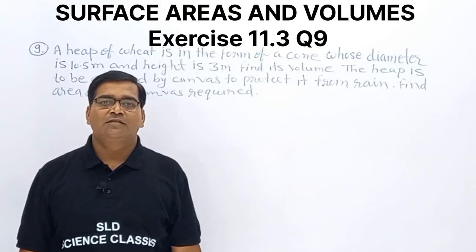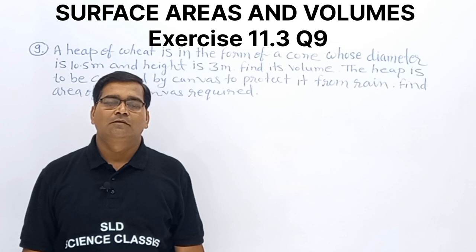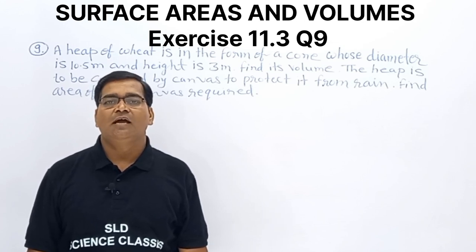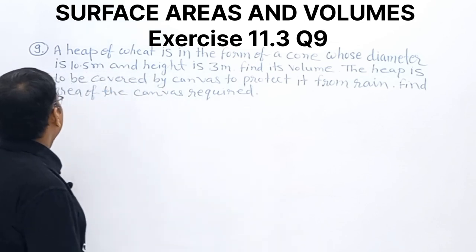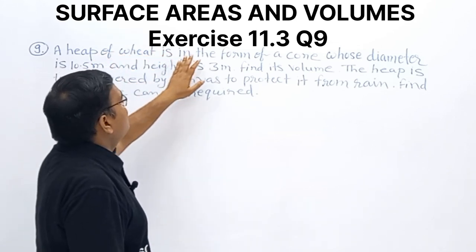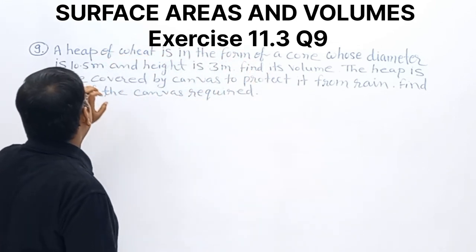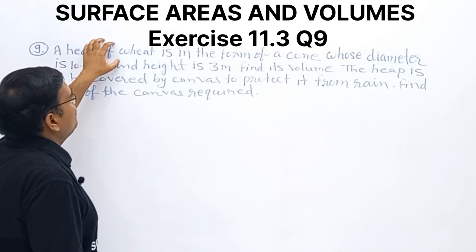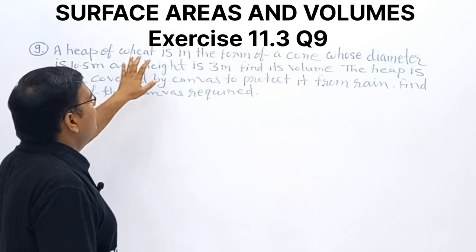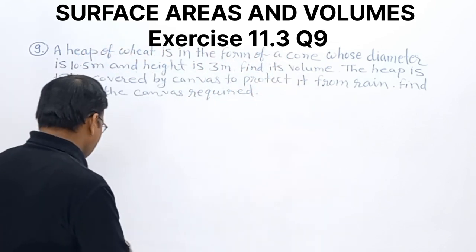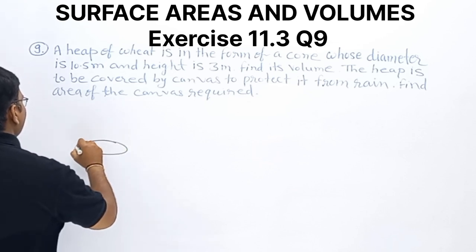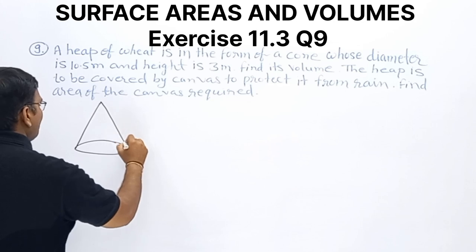Today we are going to discuss question number 9, exercise 11.3, surface area and volume. A heap of wheat is in the form of a cone. We are having one heap of wheat, and this heap of wheat is in the form of a cone, like this.